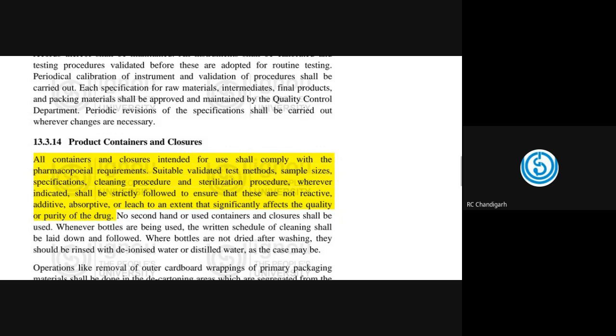Whenever bottles are being used, a written schedule of cleaning shall be laid down and followed. Where bottles are not dried after washing, they should be rinsed with deionized water or distilled water, as the case may be.